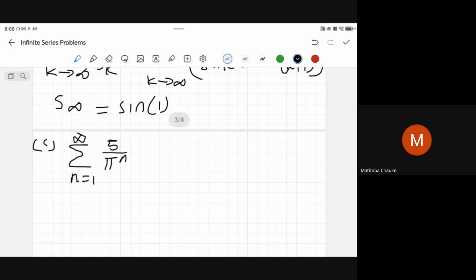Anyone? I think we are going to use a root test.